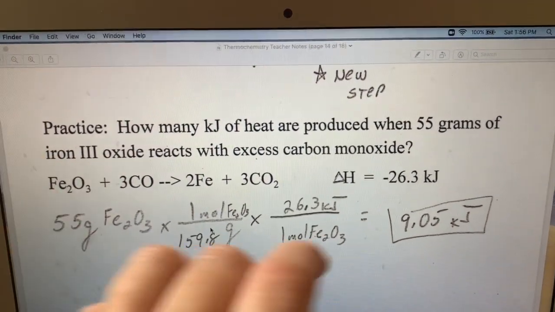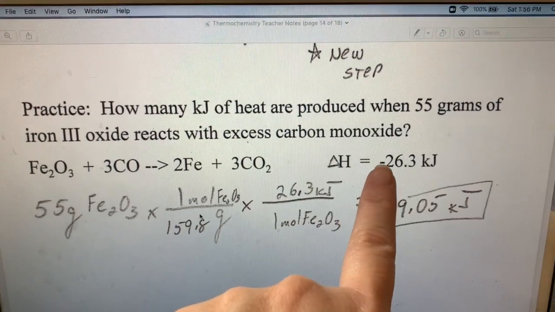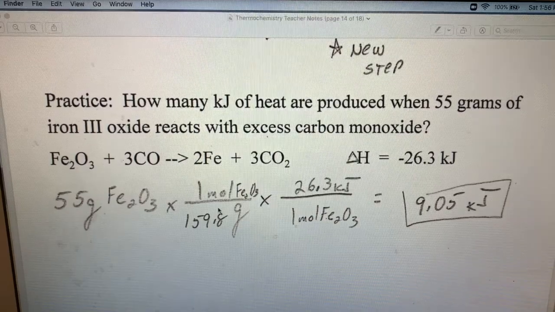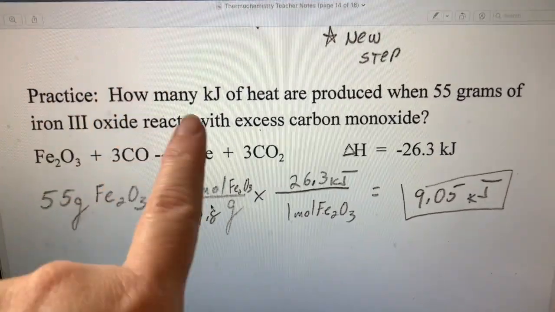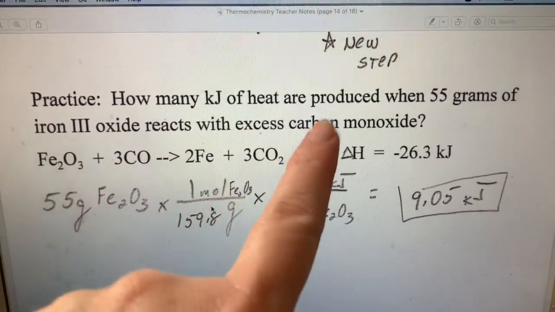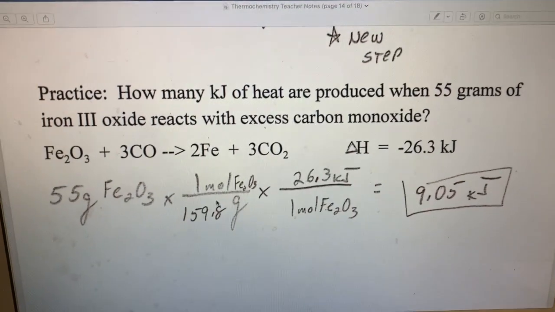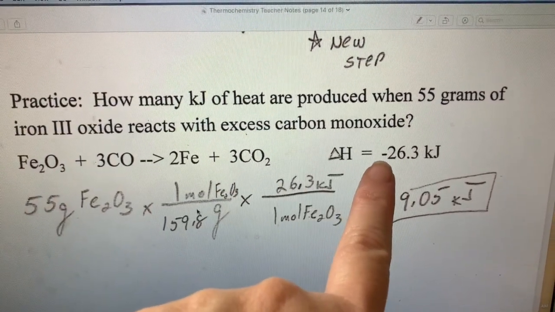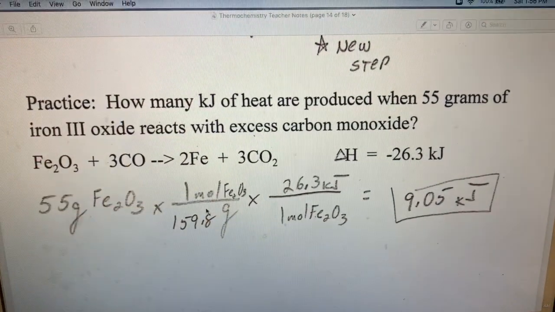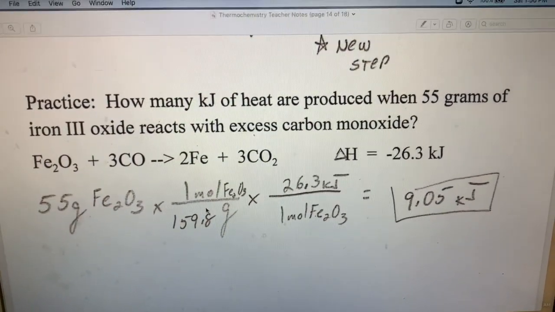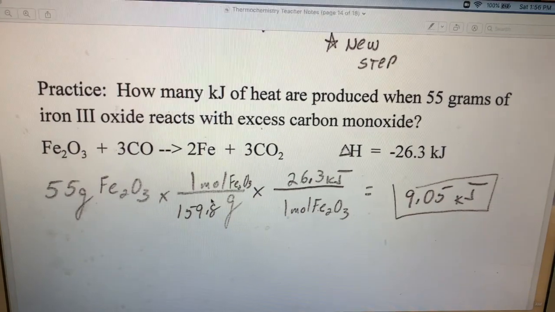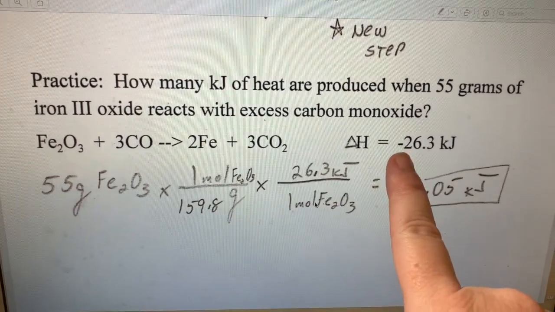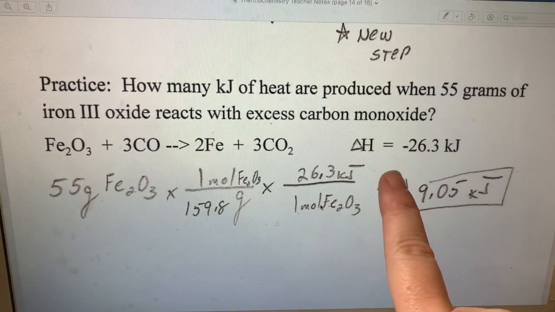Now, a lot of people ask, and it's a good question, do you incorporate the negative or the positive in these types of problems? You don't have to, because the question itself, how many kilojoules of heat are produced, that's telling you that heat is being given off. And that's what that negative sign is there for. All right, so don't worry so much about the negative and positives with these problems, because they really do lead you to just giving the correct answer. But do realize by looking at this that a negative, it is an exothermic reaction.